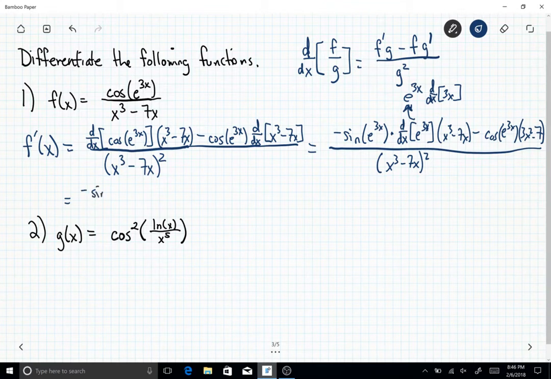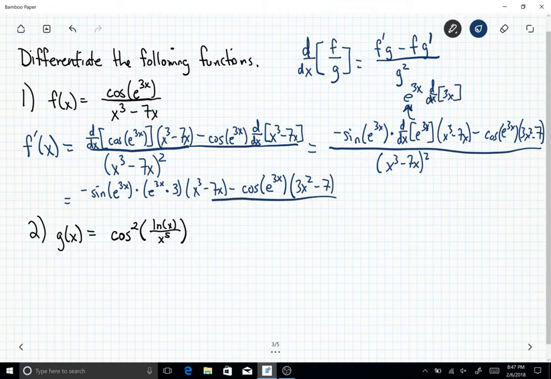So we get negative sine e to the 3x times e to the 3x, and then times 3, and all that's times x cubed minus 7x, minus cosine of e to the 3x times 3x squared minus 7, and all that is over x cubed minus 7x, the quantity squared.